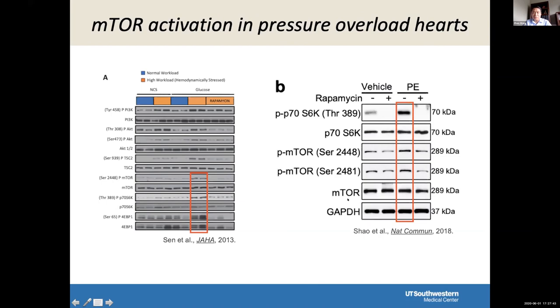More recently, a study from Rong Tian's lab at WashU showed in cultured myocytes here PE treatment leading to hypertrophic growth, which also leading to the activation of mTOR signaling. As shown here, S6 kinase phosphorylation increased, and mTOR phosphorylation on both sites are elevated. So based on this study, we came to a hypothesis, maybe mTOR is mediating HBP-induced hypertrophic growth.